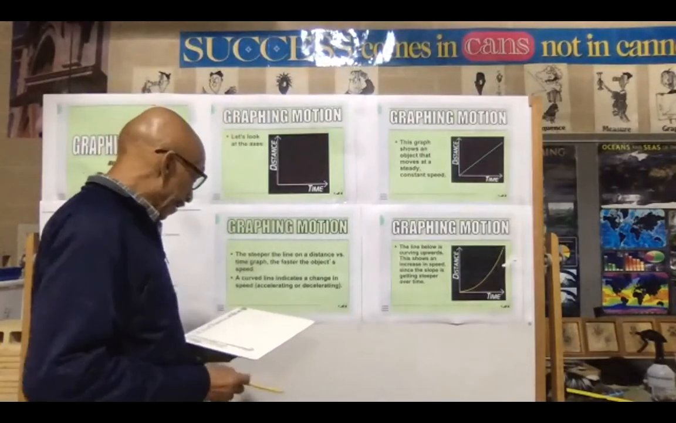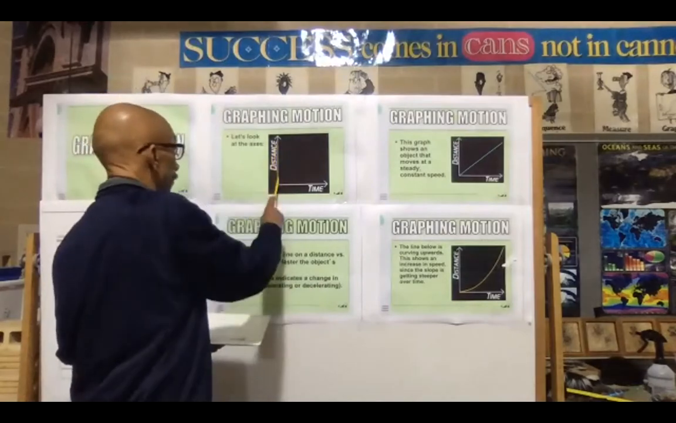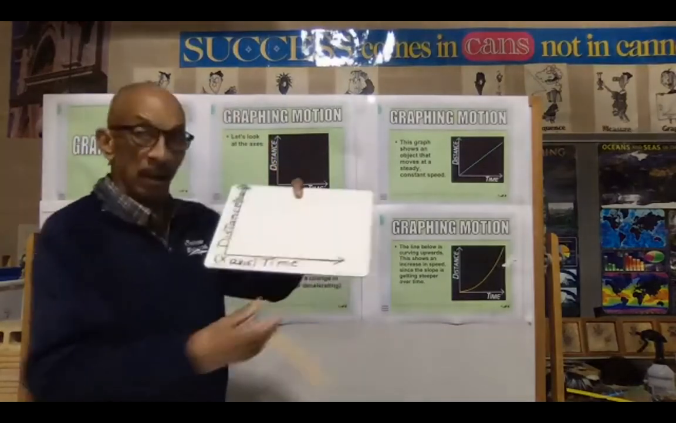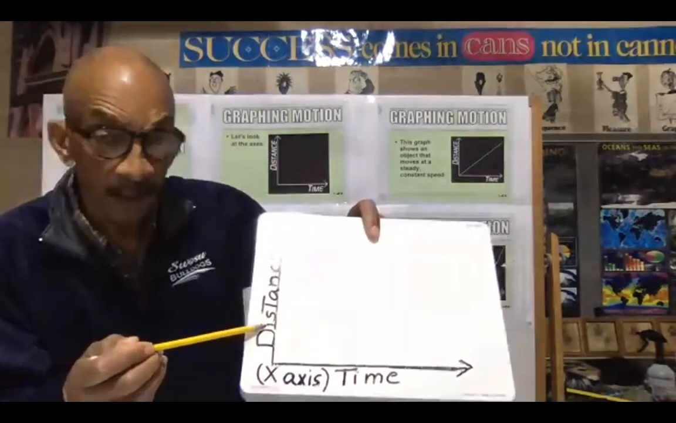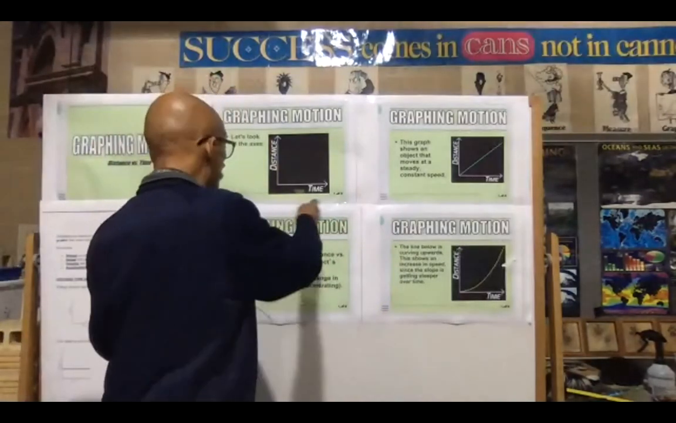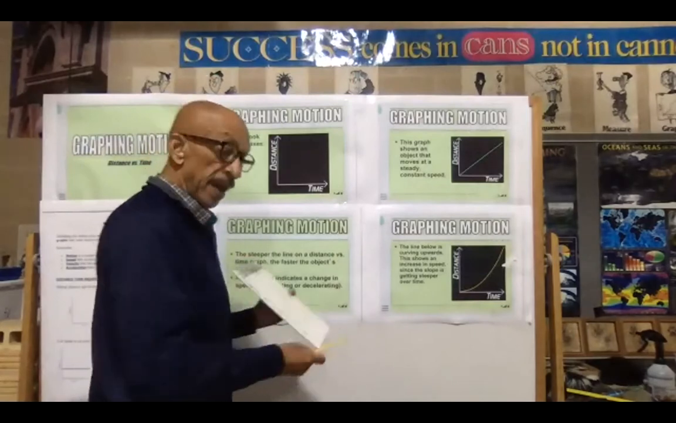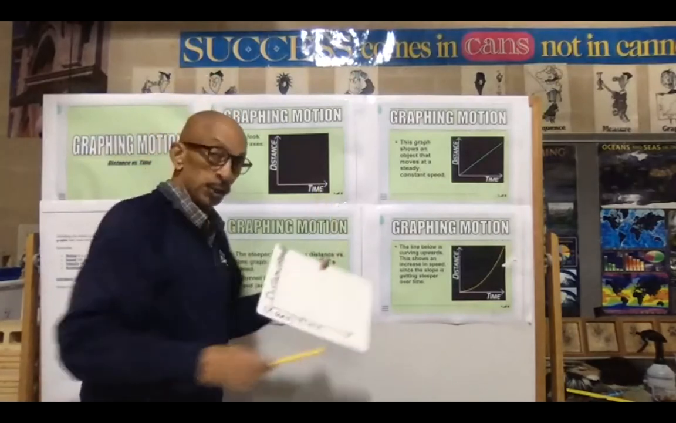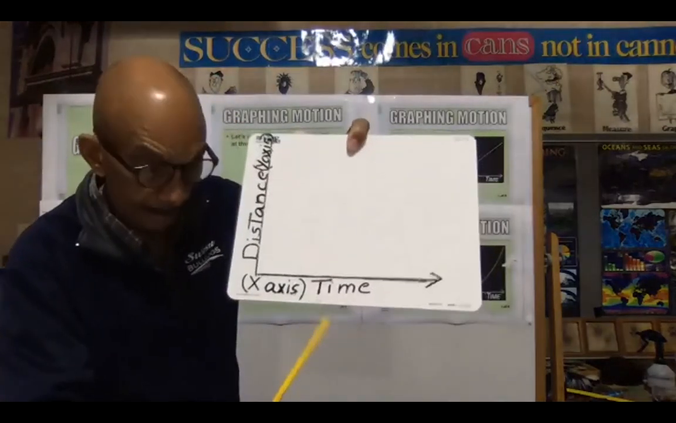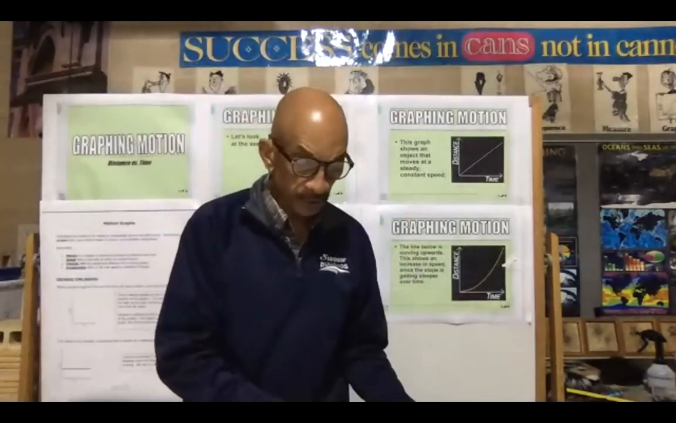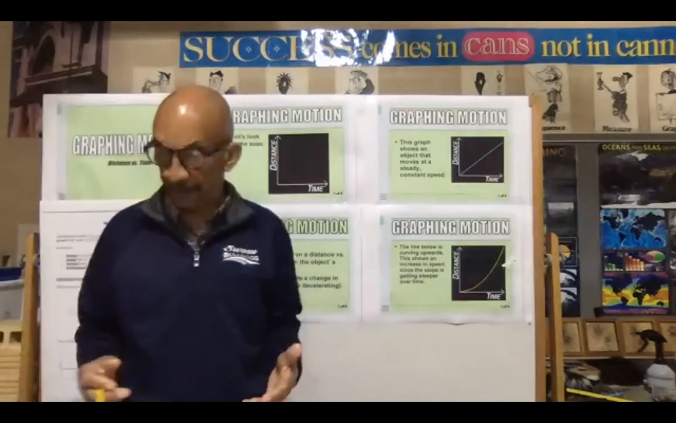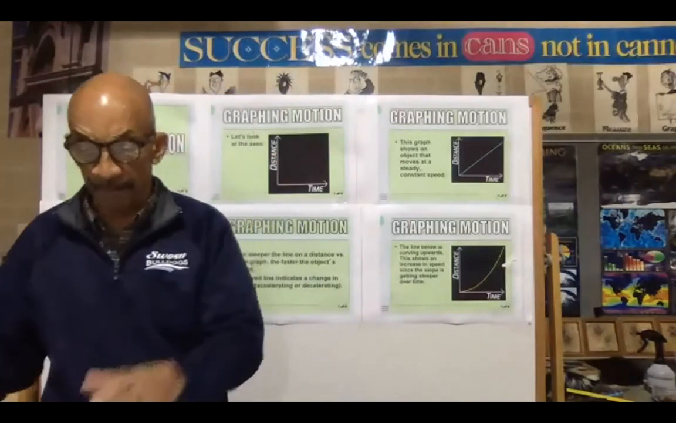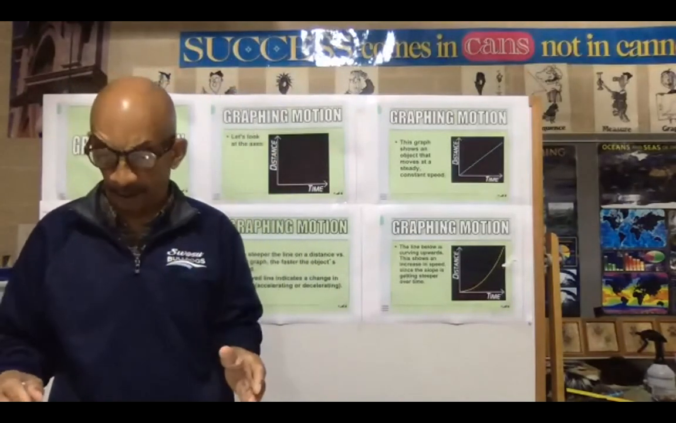The y-axis, which would be the vertical part of the graph, probably would be used for distance. Of course, the horizontal part of the graph, the x-axis, would be used for time, okay? Now, I'm just going to show you several items that I have put together to show how you would put certain data on a graph.